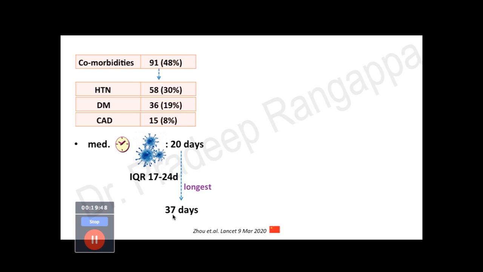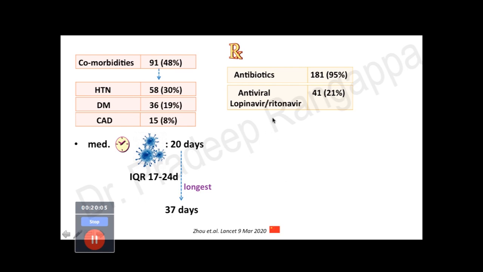Because once they start moving around, they can continue to infect for up to 37 days. So this is what we have learned from the experience. And if you wish to know how they were treated by these Chinese authors, 95% of them were treated with antibiotics. 21% of these COVID-19 patients were treated with anti-HIV drugs, antiretroviral drugs like lopinavir and ritonavir. And 32 of the patients who were admitted into hospital needed mechanical ventilation, and 3 patients needed ECMO.